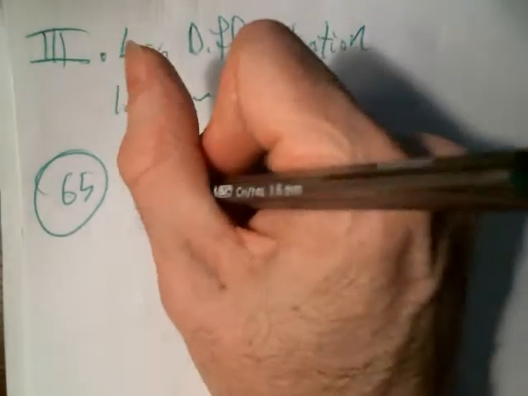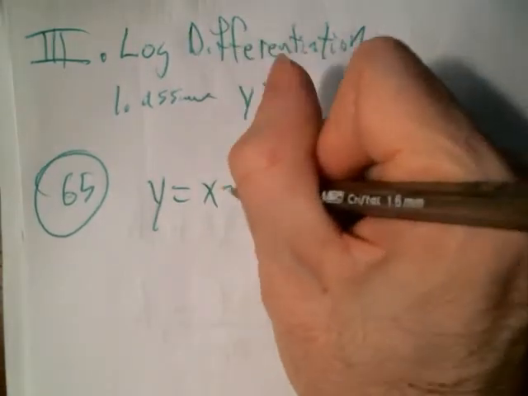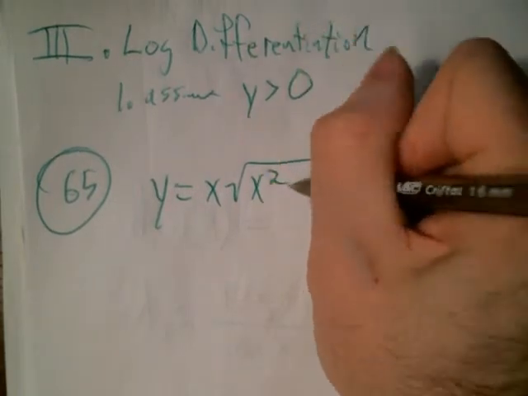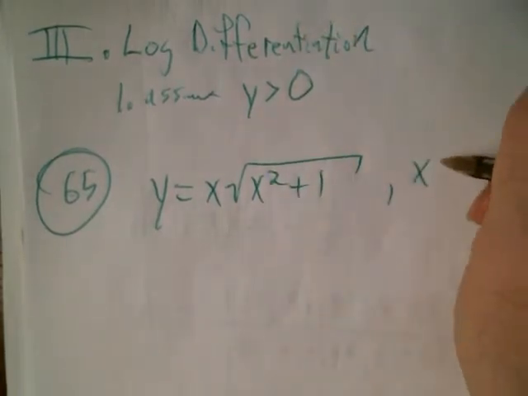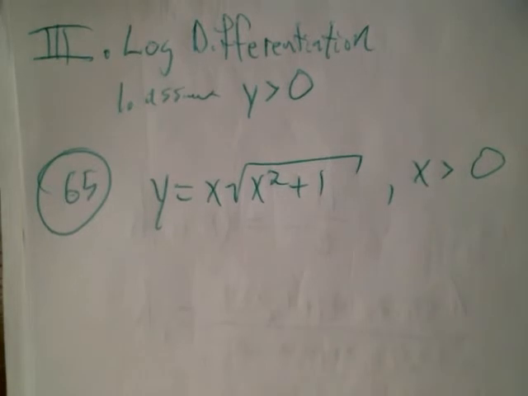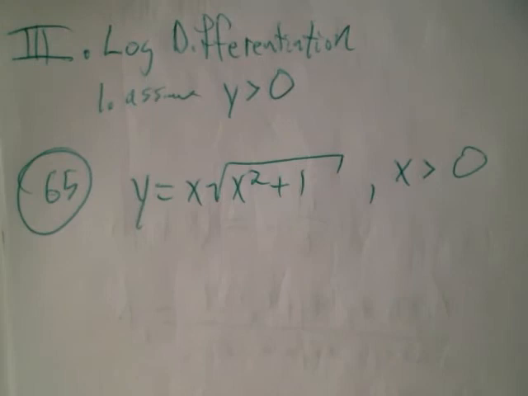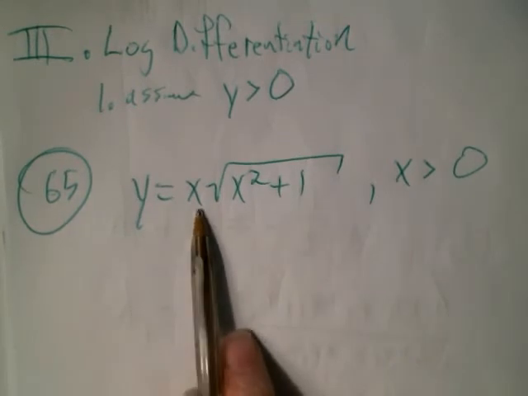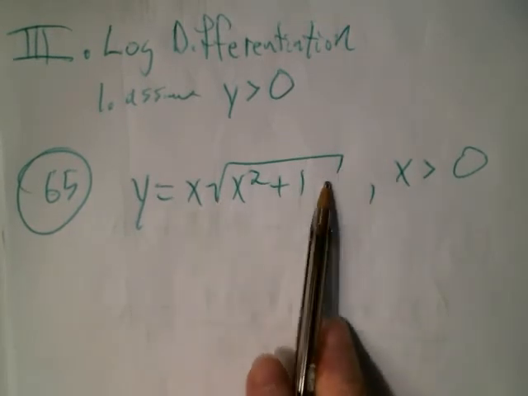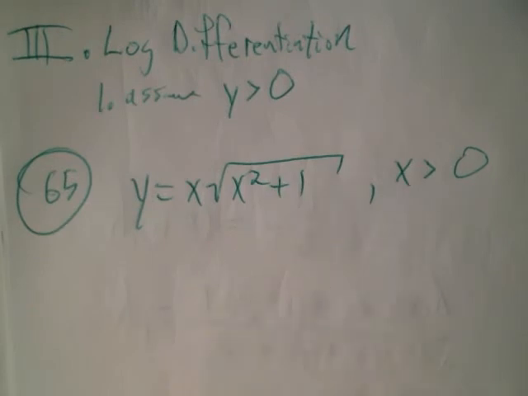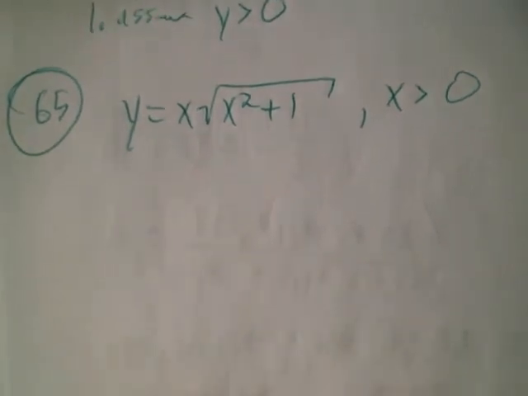Anyways, let's say it's example 65. We have y equals x times the square root of x squared plus 1, and we'll presume x is greater than 0. By itself, this would be kind of nasty. You would have to do a product rule and a chain rule on top of it, and you just get this nasty looking expression. You could do logs, though.